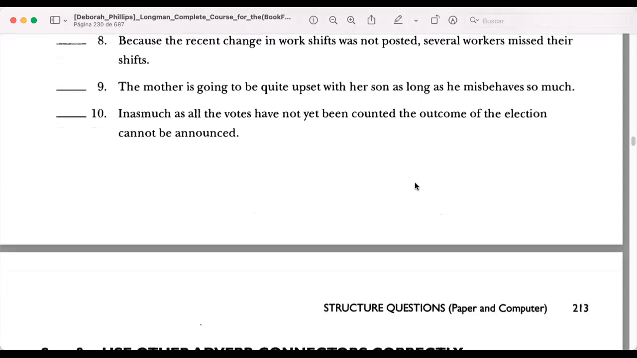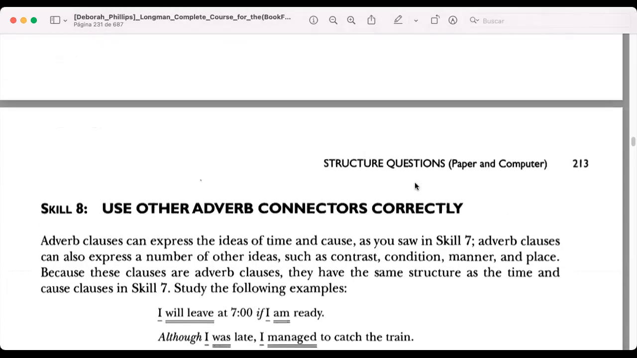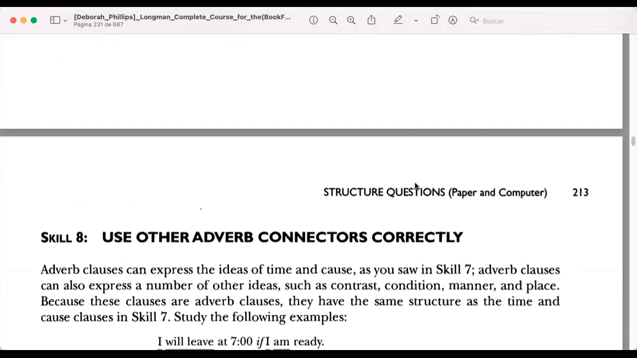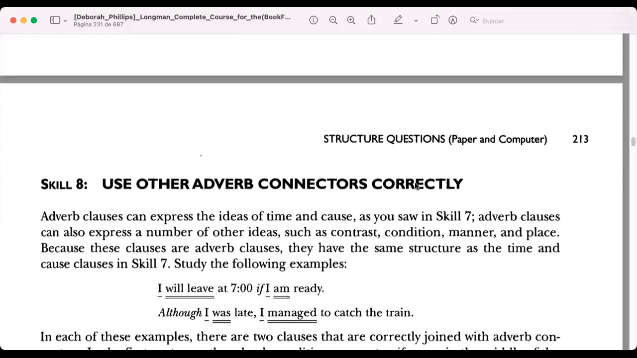When you finish this activity, if you want, you can share with me by WhatsApp your results, your answers, and I give you my comments if you want. Now we skip to another skill, skill 8. If you want to read this one, go ahead.